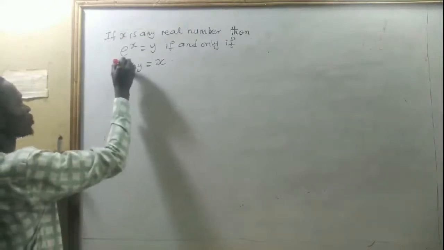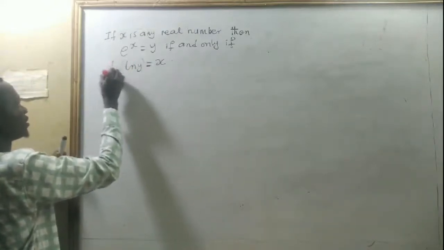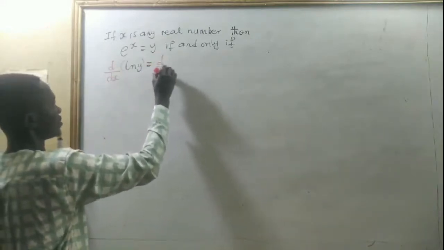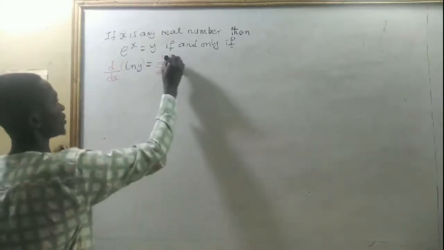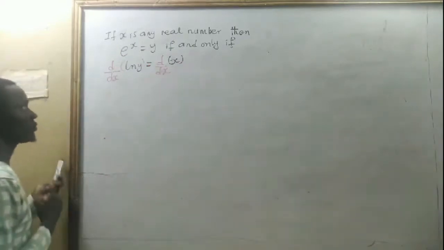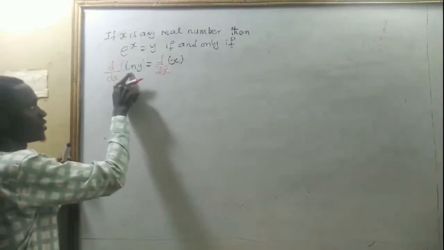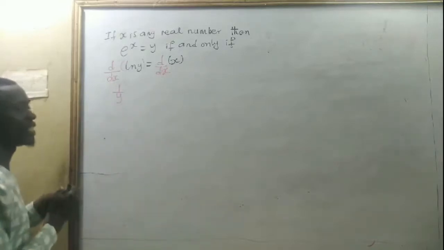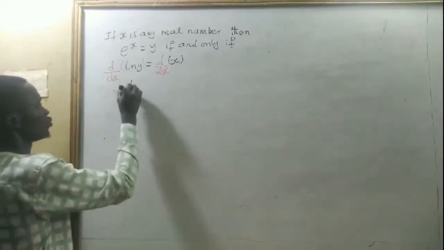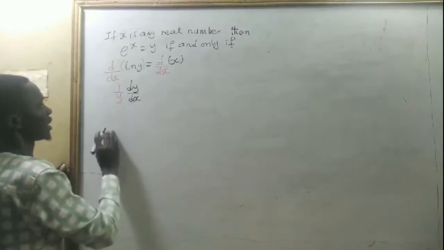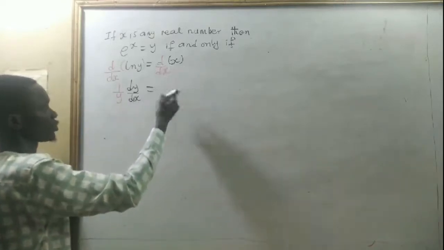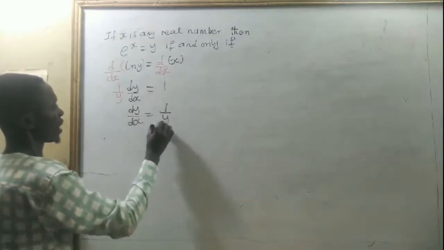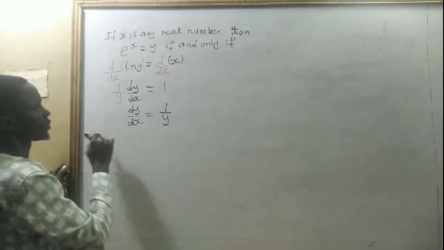So here we are going to differentiate this implicitly with respect to x. So we do d/dx of ln y, and d/dx of x. Now if we differentiate ln of y, we are going to get 1 divided by y, and since we are differentiating implicitly with respect to x, we multiply by dy/dx. And if you differentiate x with respect to x, we get 1. So here 1 divided by y times dy/dx is equal to 1.